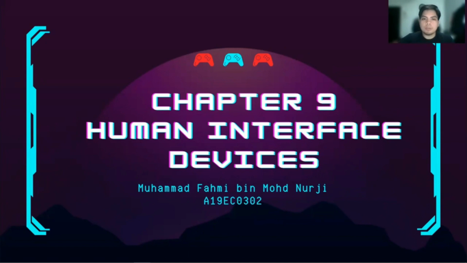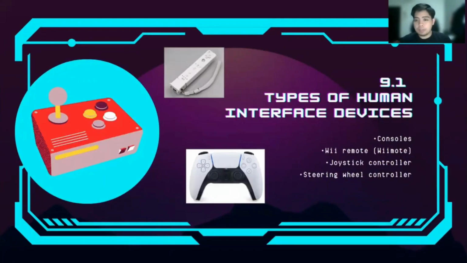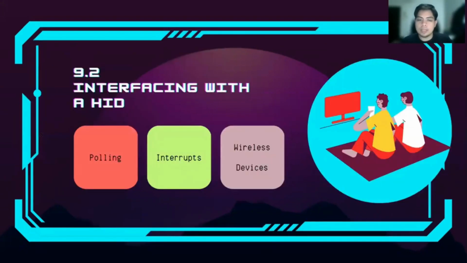So we go to the first subtopic, which is that there are a lot of human interface devices, such as consoles, the Wii remote, joystick controller, steering wheel controller, and also the mouse and keyboard. Next, we go to 9.2, interfacing with a HID. First, we have polling. Polling is to measure how often a device reports its position back to the computer.